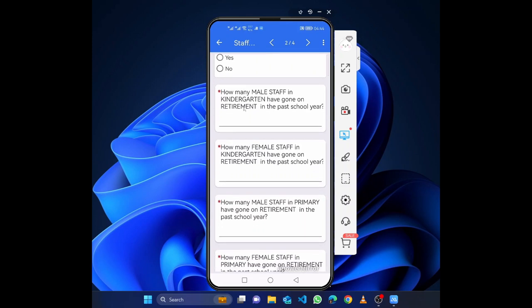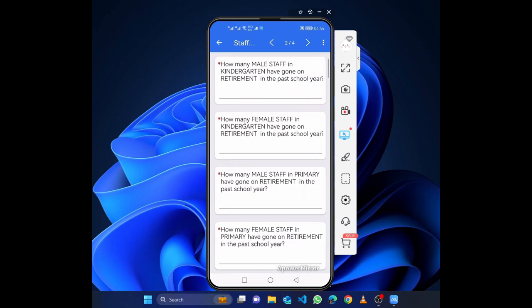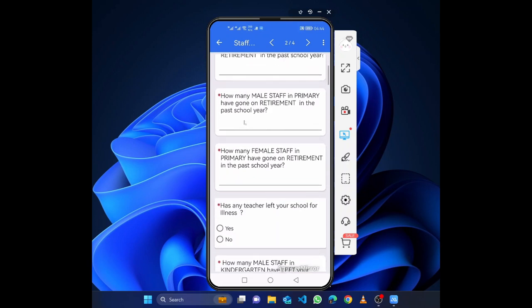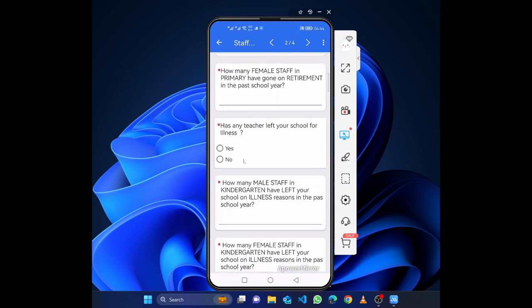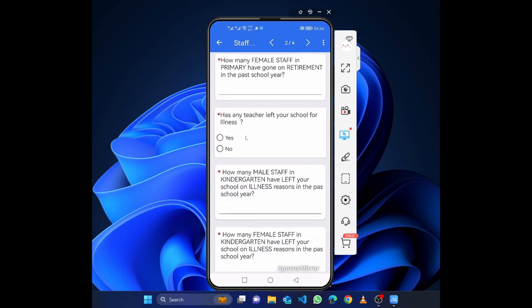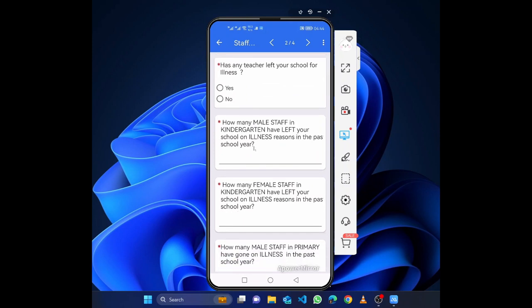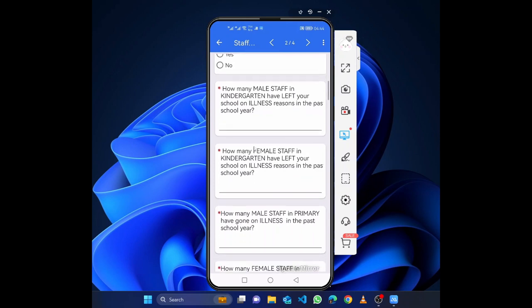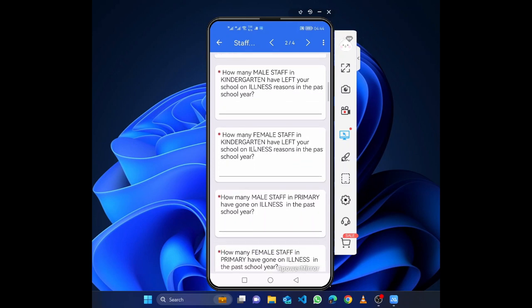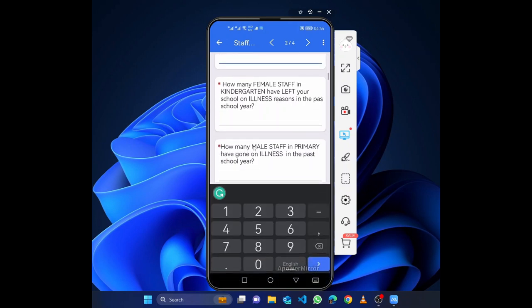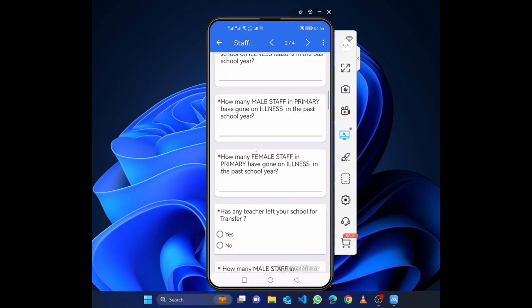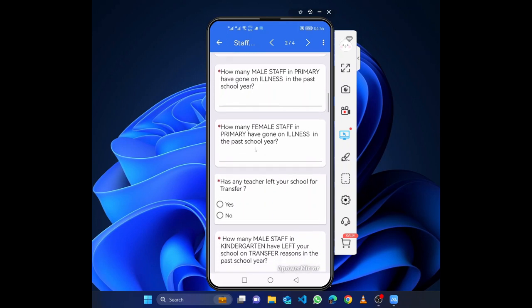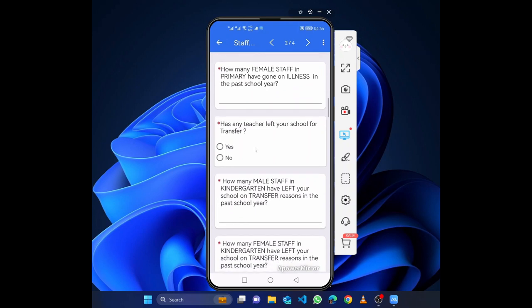Then how many of them have gone on retirement? Male, KG, female, that way, primary, male. And has any teacher left based on ailment, yes or no? How many male staff in kindergarten have left the school on illness for the past, let me see, we input the data there. Then how many male staff in primary have gone on ailment in the past academic year?